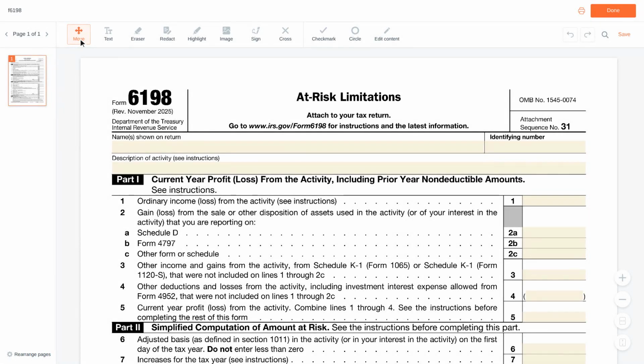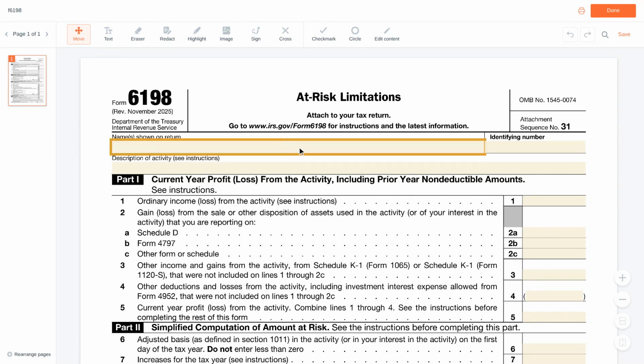IRS Form 6198 is the At-Risk Limitations Form. The at-risk rules limit the amount of losses you can deduct from an activity to the amount you have at risk in that activity. You are generally at risk for money you contributed to the activity, amounts borrowed for which you are personally liable, and the fair market value of property you pledged as security. The rules prevent taxpayers from deducting losses that exceed their economic investment in a venture.